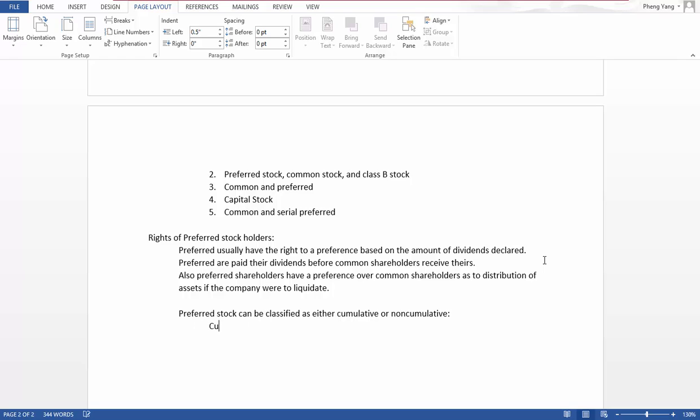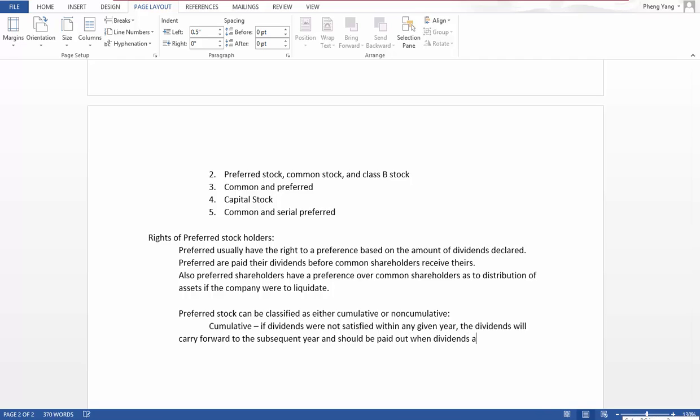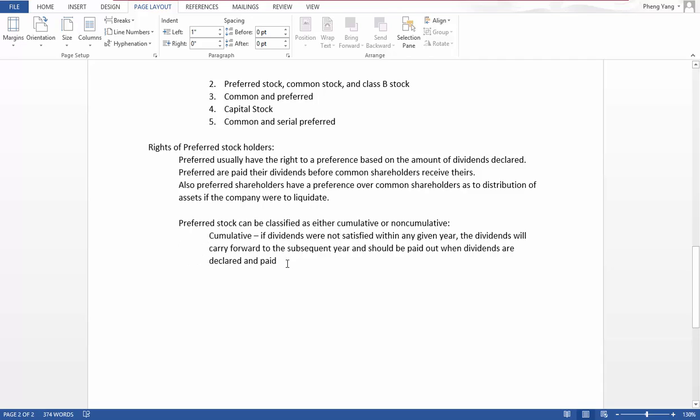For cumulative dividends, if dividends were not satisfied within any given year, the dividends will carry forward to the subsequent year and should be paid out when dividends are declared. Let me just highlight that.